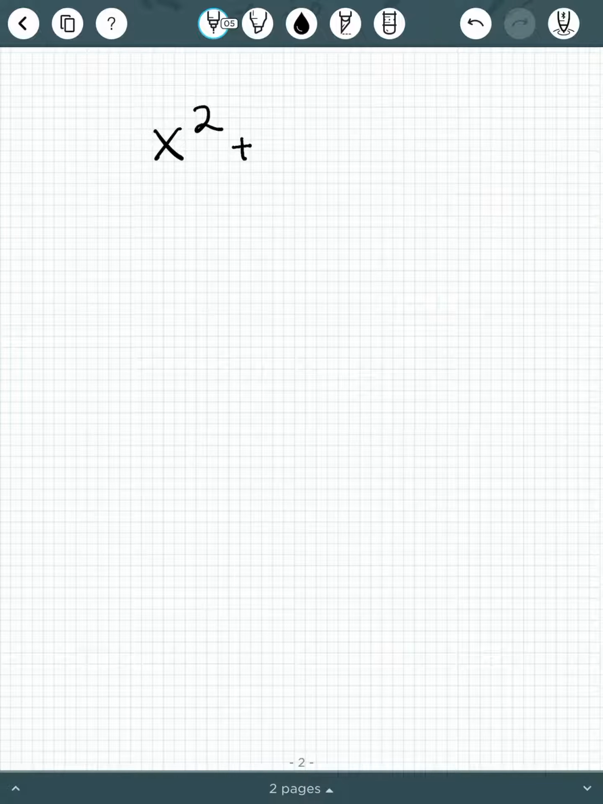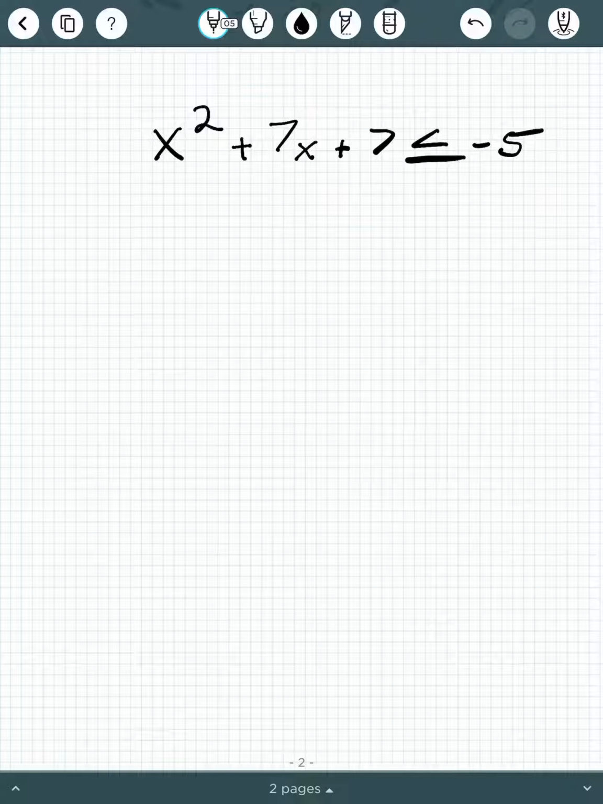Let's look at x squared plus 7x plus 7 is less than or equal to -5. With this inequality, you may have noticed it's slightly different than the other because the other one had 0 by itself already. This isn't an inequality issue so much as a quadratics issue. Remember, we've always needed to get the quadratic equal to 0 before we were able to proceed with completing the square or factoring or the quadratic formula. And this is no different.